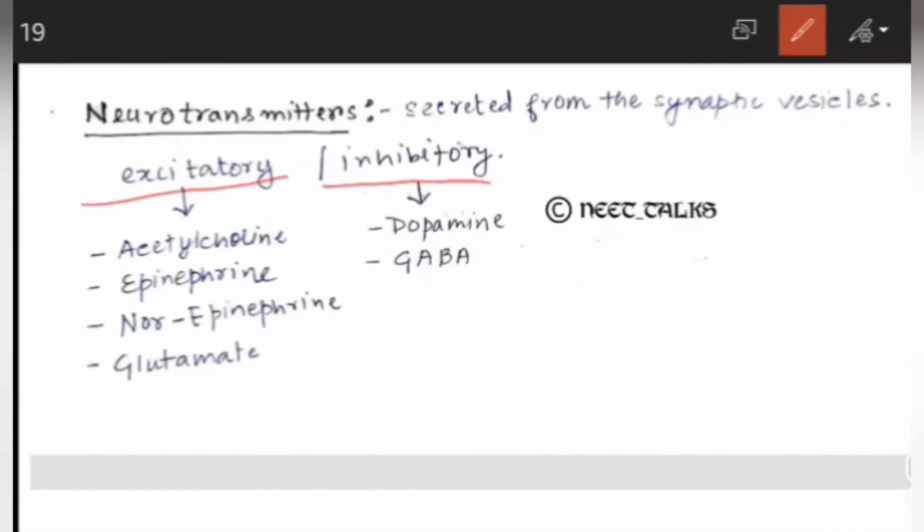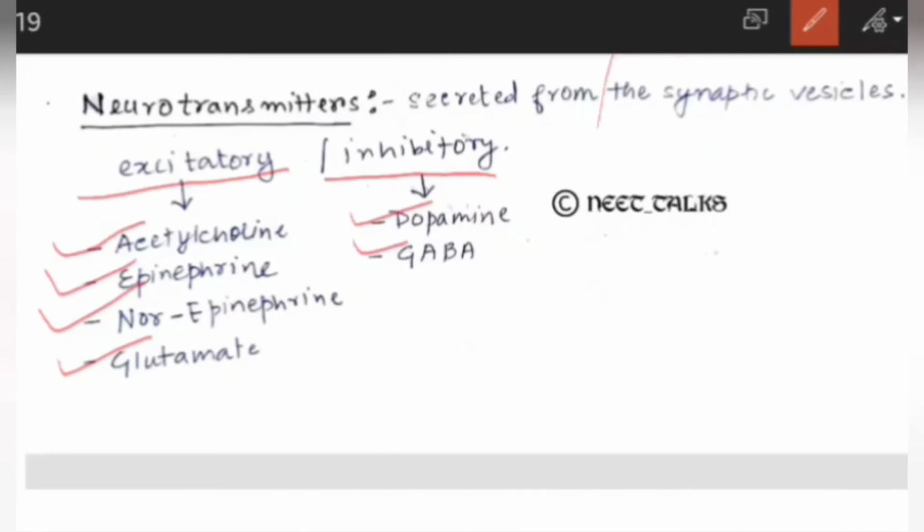They excite the cell to perform something. And what is inhibitory? Now this will inhibit the cell from doing a particular function. Here are the examples. For excitatory: acetylcholine, epinephrine, norepinephrine and glutamate. And for inhibitory: dopamine and GABA.